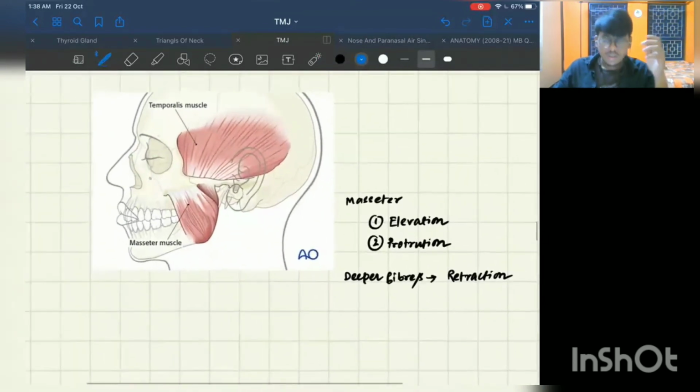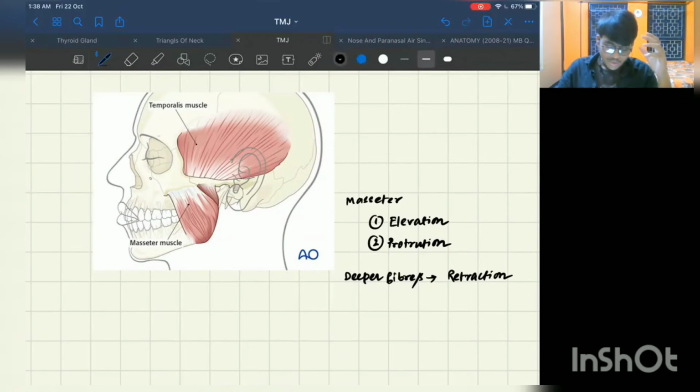Now, here is the masseter muscle. You know, masseter has two types of fibers: the deeper fibers and the superficial fibers. The superficial fibers have the direction downwards and backwards. So if they pull, they will pull like this. Now remember the physics, it has two components, this and this. If this component works, it will pull the mandible upwards, that is elevation movement. And if this component works, it will pull the mandible forwards. So this is protraction movement. Very easy. So this is for the superficial fibers.